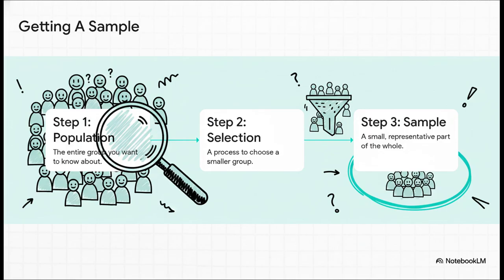Now, this is where it gets really important. Getting from that huge population down to a small sample is the most critical part. What you're aiming for is what's called a representative sample. It's got to be like a perfect, tiny mirror of the whole group. Because if you mess this step up, everything else you conclude is just built on quicksand.